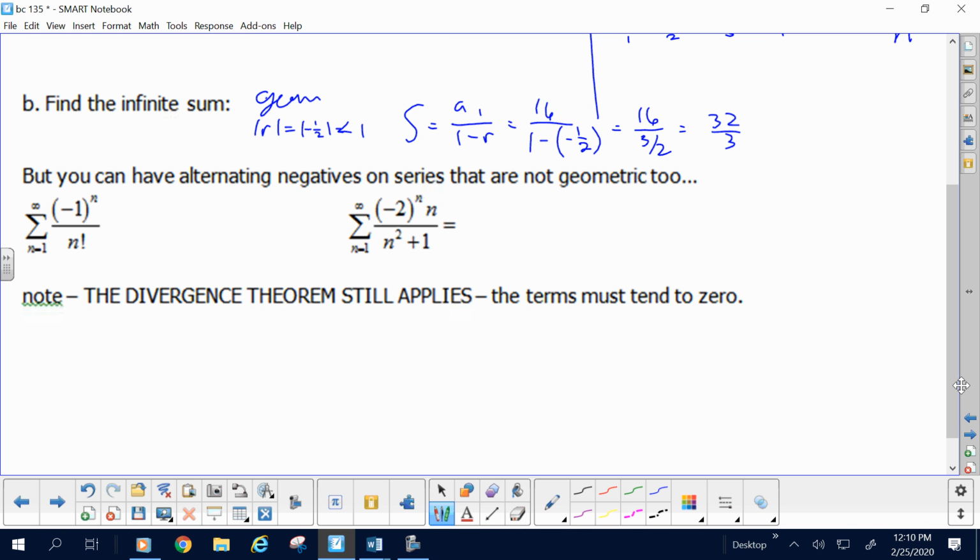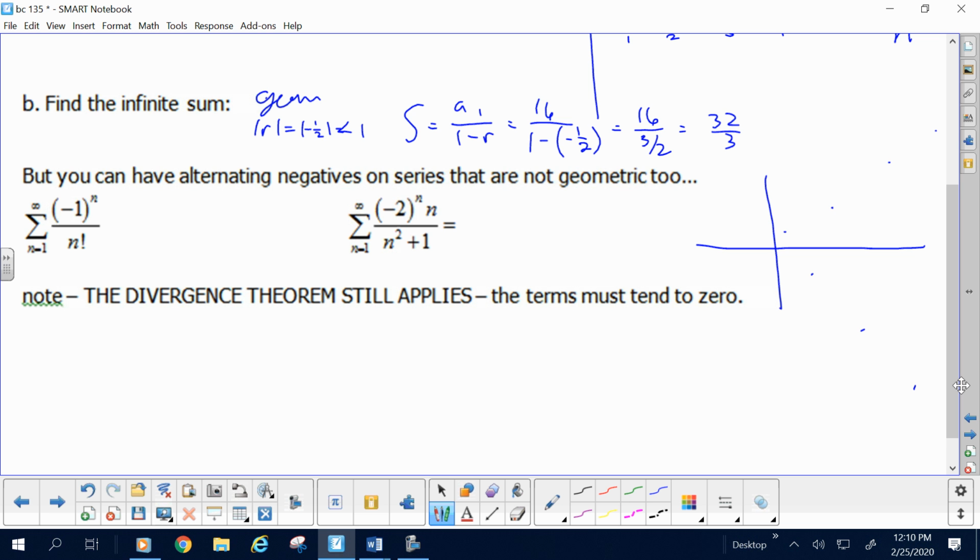Now, it doesn't have to be geometric. You can have alternating series that have something wacky, like factorials or exponentials and stuff. So there are lots of different alternating series, not just geometric. That said, the divergence theorem still applies. The terms still must go to 0. Otherwise, while they will go back and forth, they will spiral out, not in. And so the terms still must go to 0.